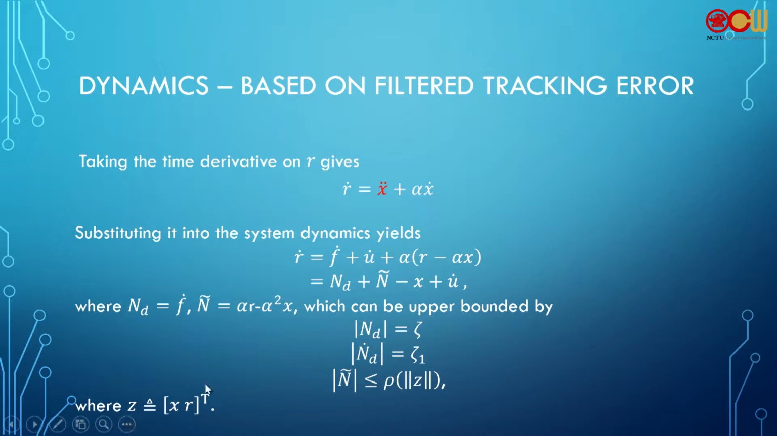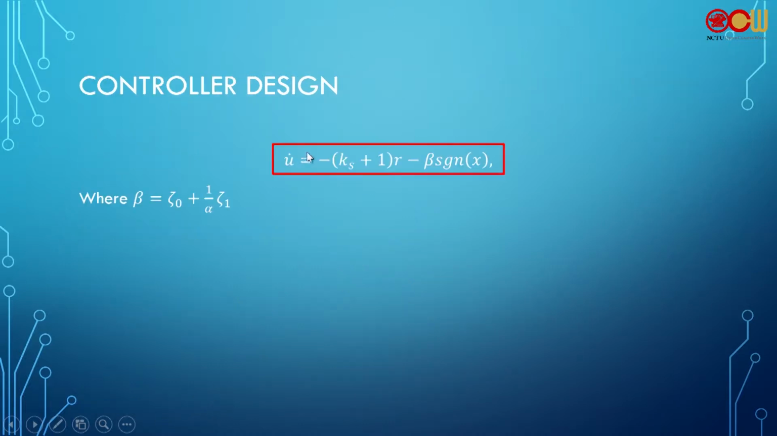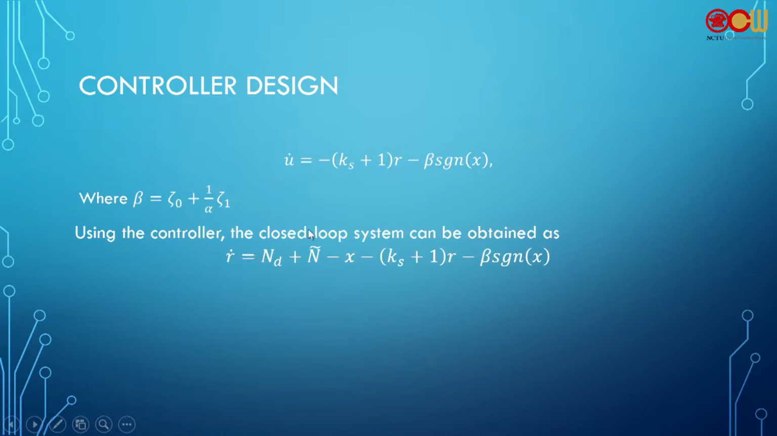And here is the r and x. So Nd can be upper bounded by constants, as well as Nd dot. And N tilde is the function that can be upper bounded by x and r. Z is a column matrix that includes x and r. And here is how you design u dot. You put a high frequency term in u dot. Next, you can obtain the closed loop dynamics here, where you will see the sign function, the high frequency terms.